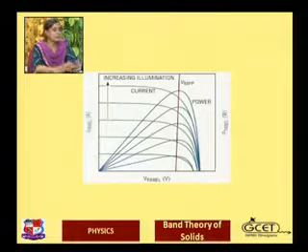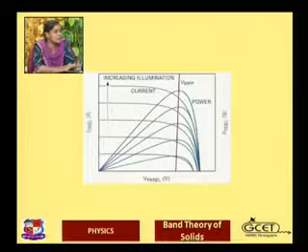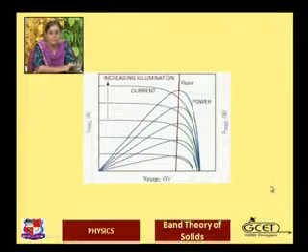This is again the power curve and VI characteristics, but at different illuminations. One can see here, with increasing illumination the current increases and of course the power also increases, right?